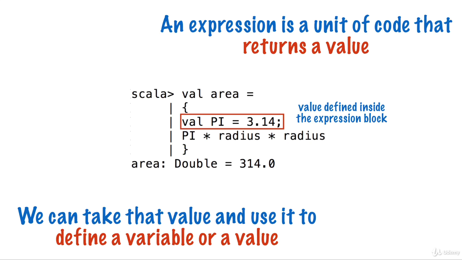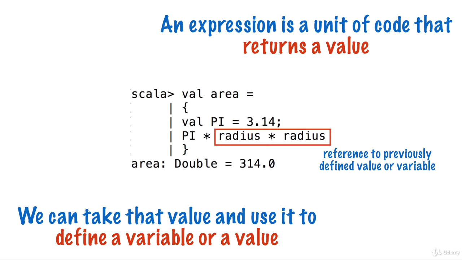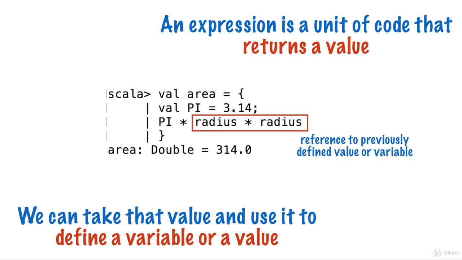Notice how the expression block has a value defined within it. Pi is local to the scope of that expression block. And also notice how the reference to the previously defined value or variable is possible inside that scope. Expression blocks have a life of their own. They have scopes, they can have nested scopes, variables can be defined inside those scopes. Those expression blocks can also reference variables which were defined in an external scope. Much more on this later when we talk about closures.